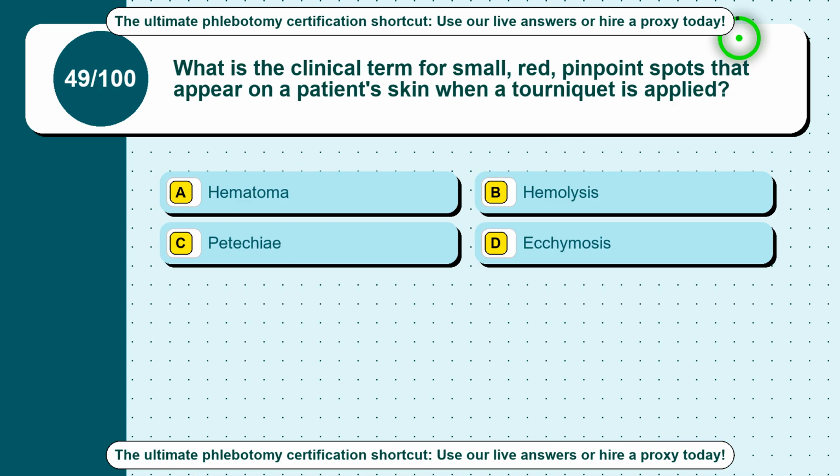Question 49. What is the clinical term for small, red, pinpoint spots that appear on a patient's skin when a tourniquet is applied?